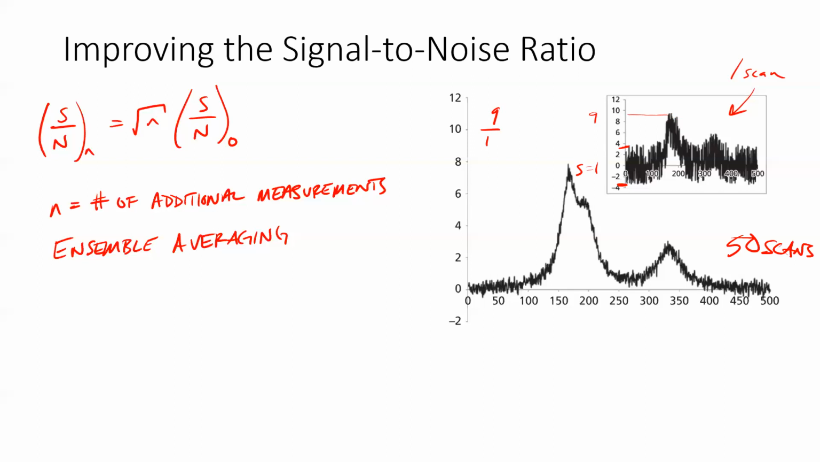But by doing these 50 scans, additional scans, so let's see, we want to figure out what our new signal to noise is. So we're adding 49 scans, right? So that's the square root of 49 times 9, right? We said our initial signal to noise is 9. And so our new signal to noise with our 49 additional scans is just 7 times 9. So we have 63 is our signal to noise.